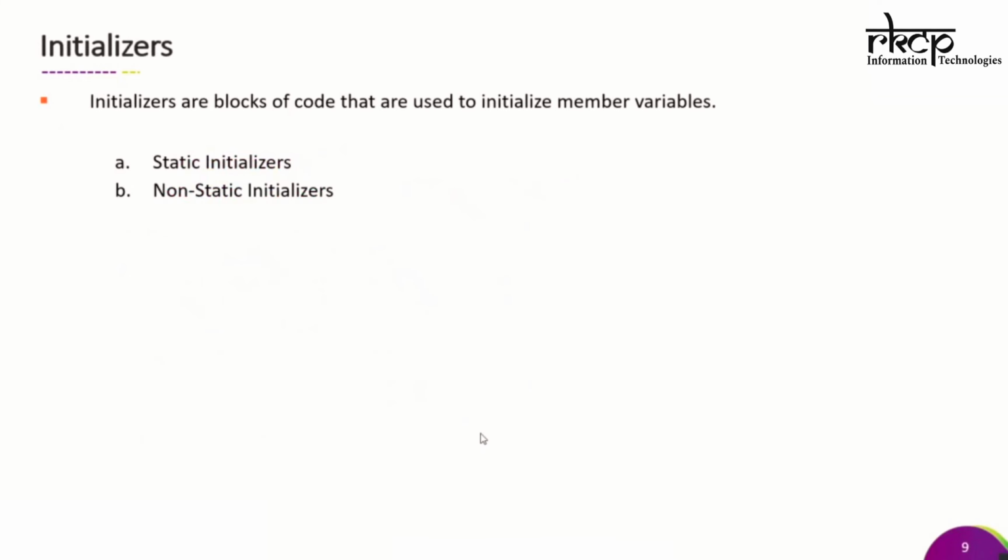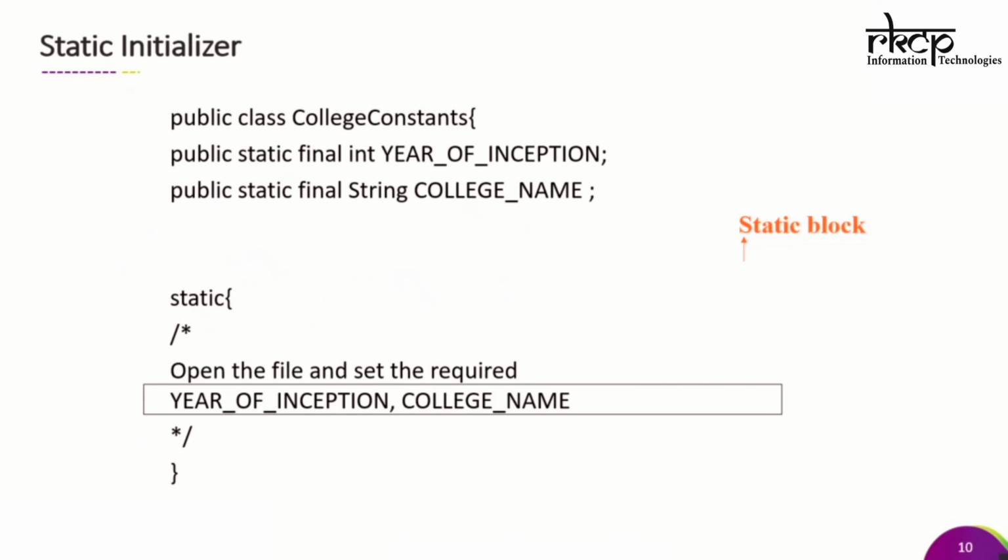Welcome back. Now I'm going to start with the initializer. In your class, you have two types of initializer you can use. The first is the static initializer and the second is the non-static initializer. A static initializer is a simple block only. If you see here, I have one static initializer.